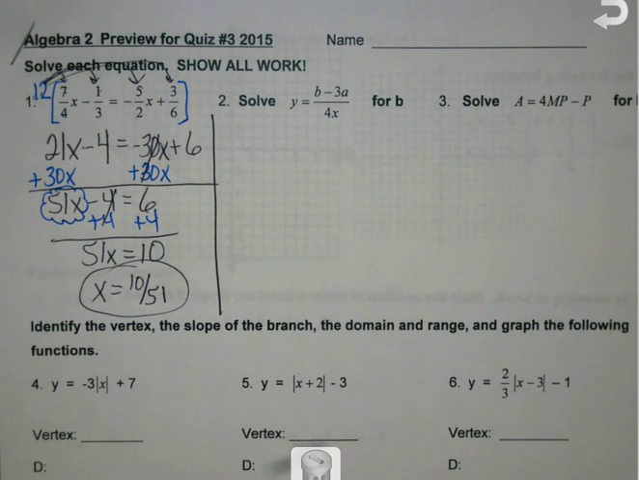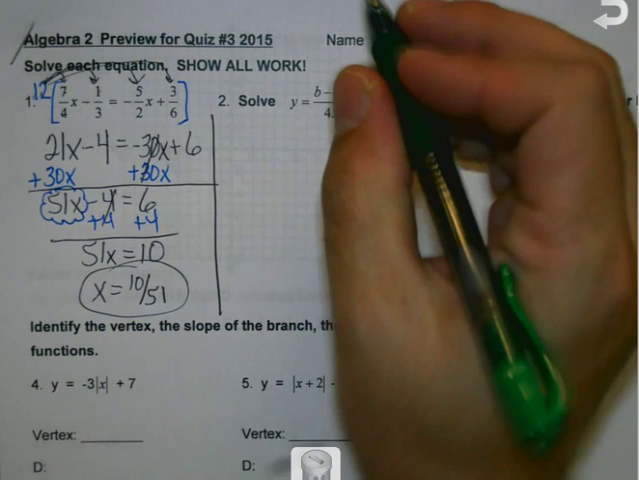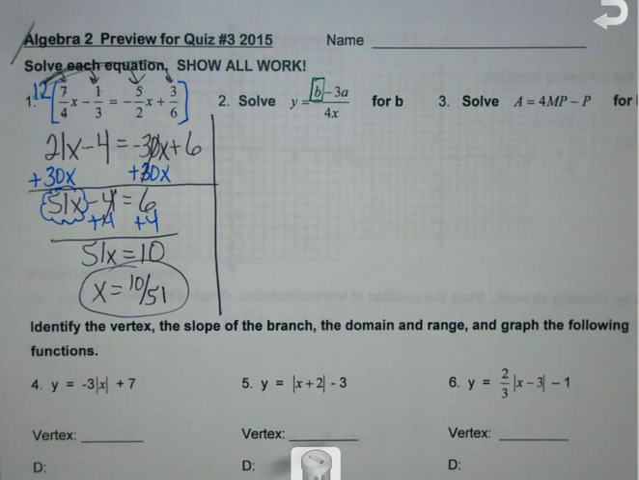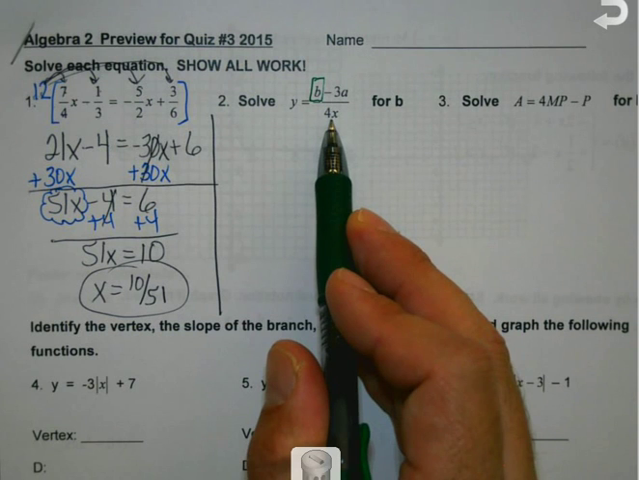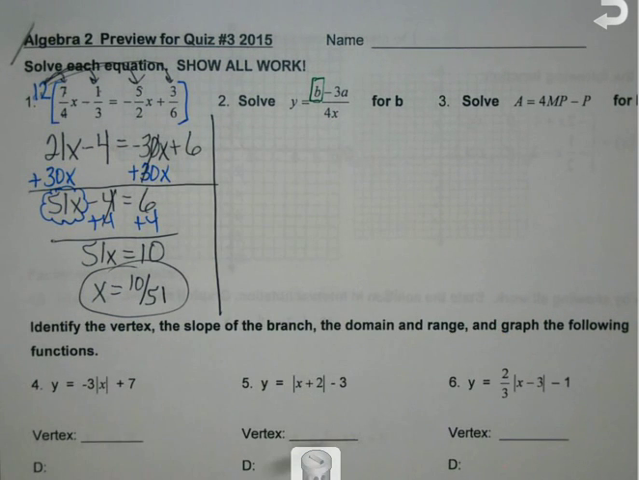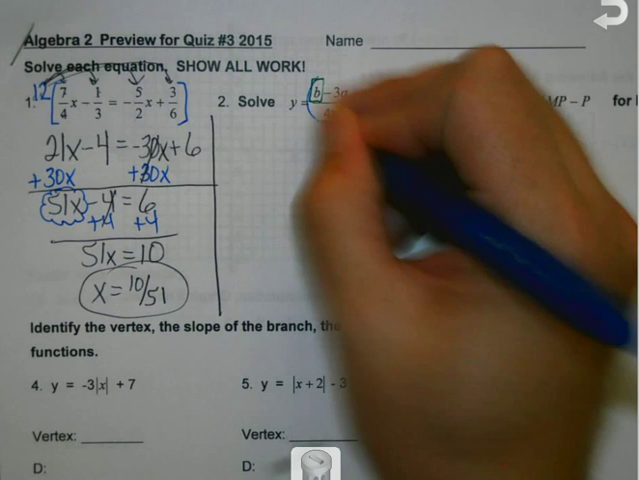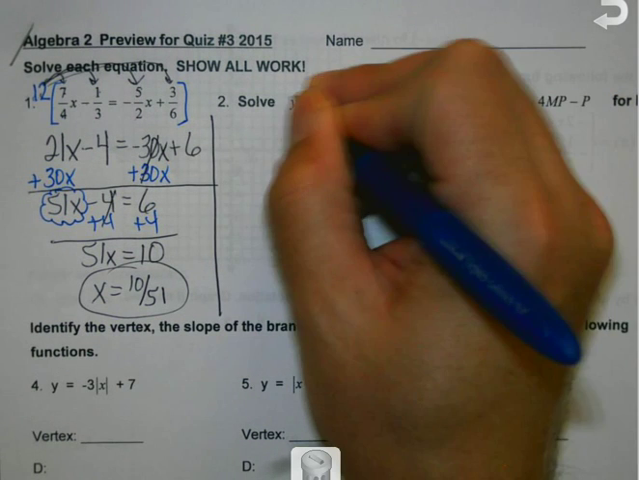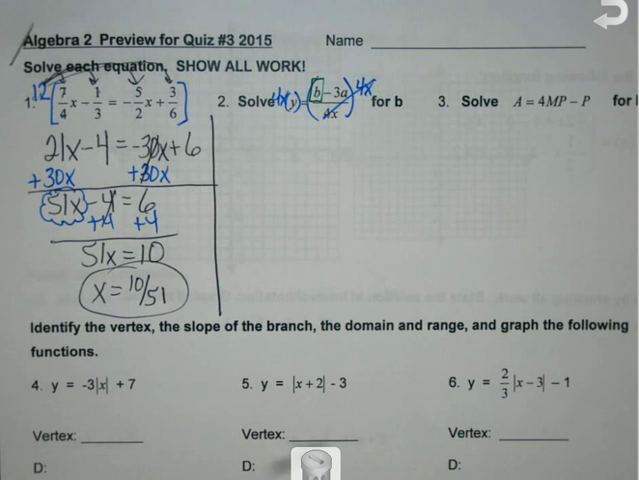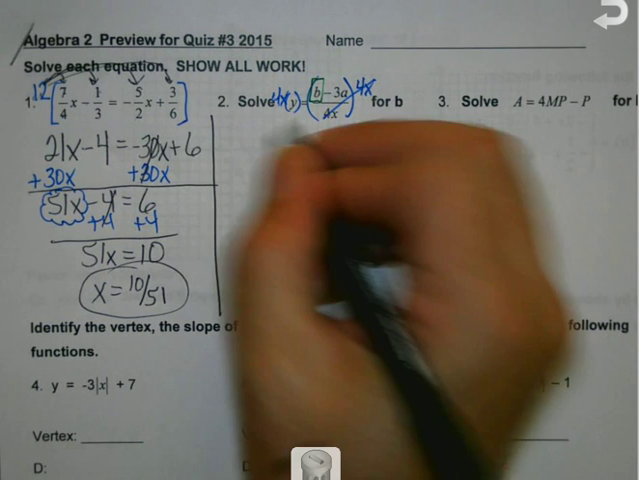Now the next one, oh, this one. Okay, we're going to solve for b. Now again, my first job, okay, I'm trying to get that alone. Whatever is furthest away from the b, this 4x is, that needs to go away first. So how am I going to get that out of there? Multiply. Because that'll get rid of the fraction part. Makes me a happy camper.